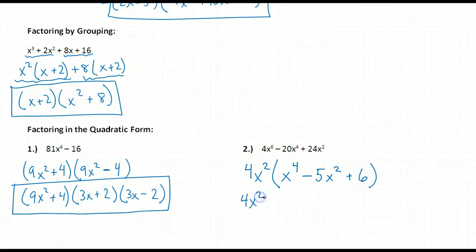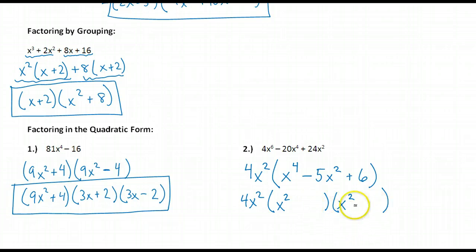It's just 4x squared. But if I look, I have a quartic trinomial. I can factor this quartic trinomial as if it were quadratic. So I'm going to factor it into two binomials. My first two terms have to multiply together to give me x to the 4th, so I need an x squared and an x squared.